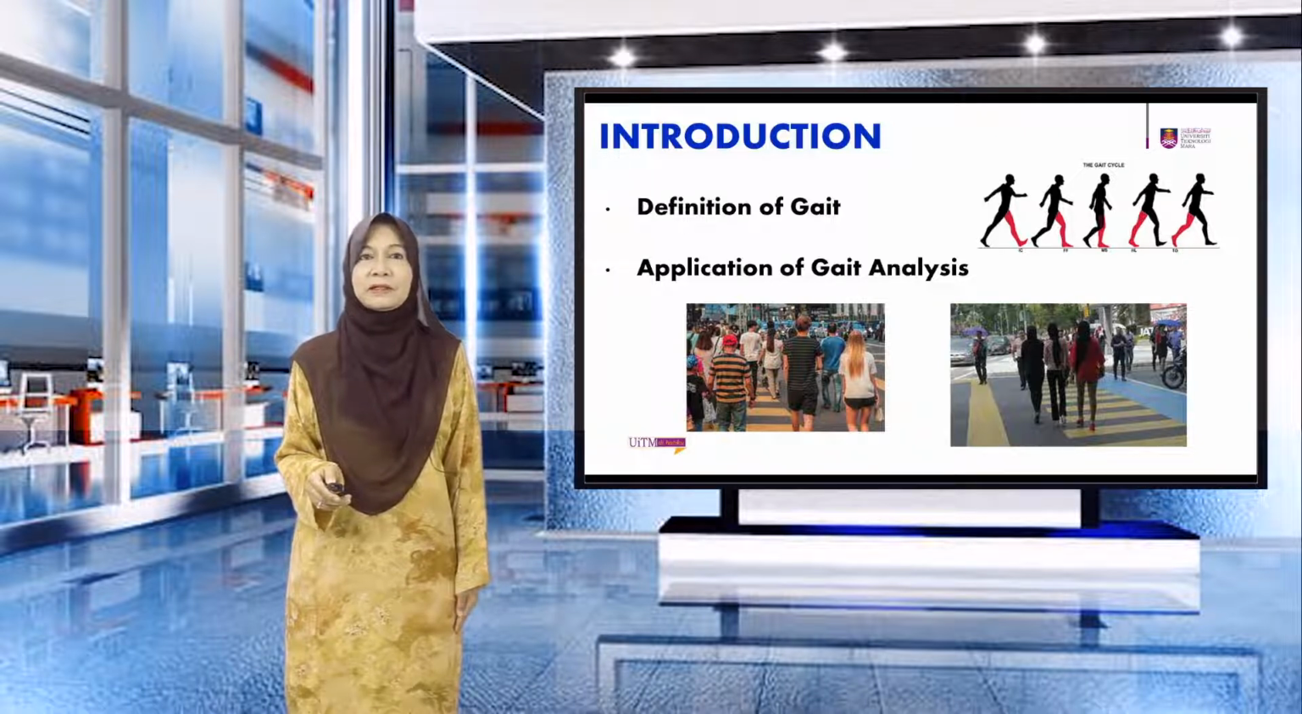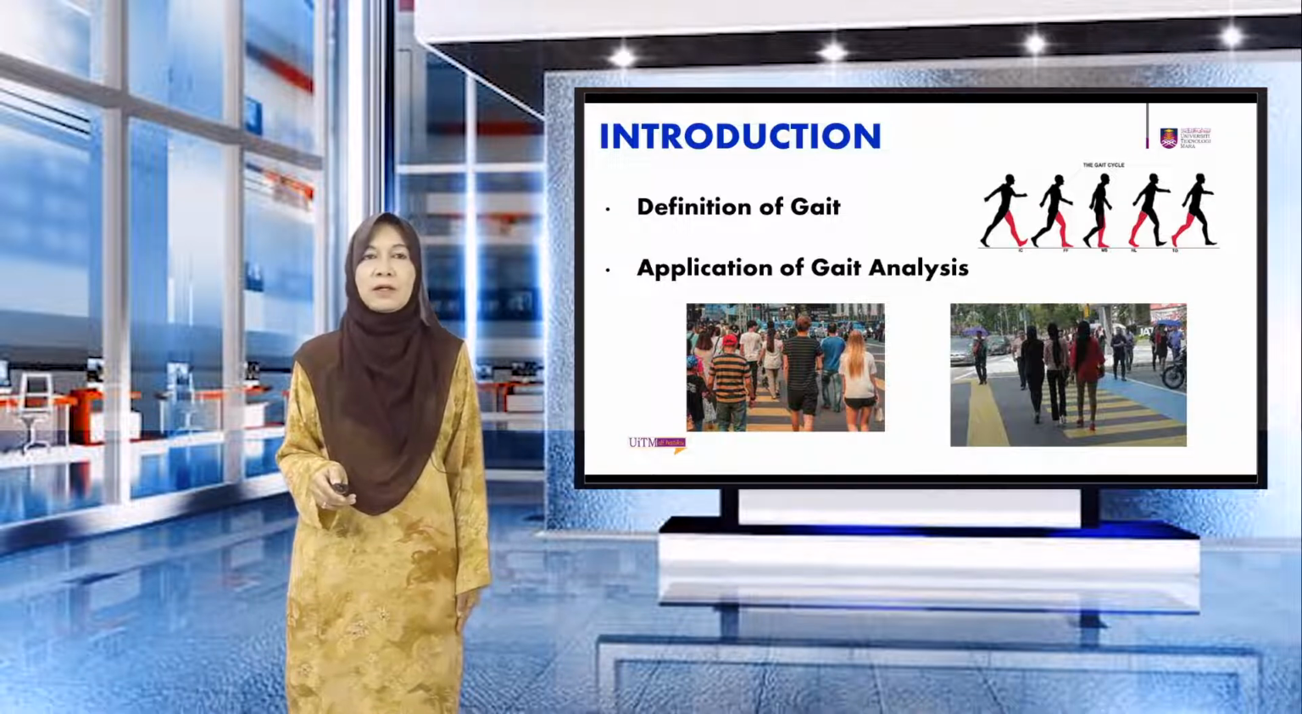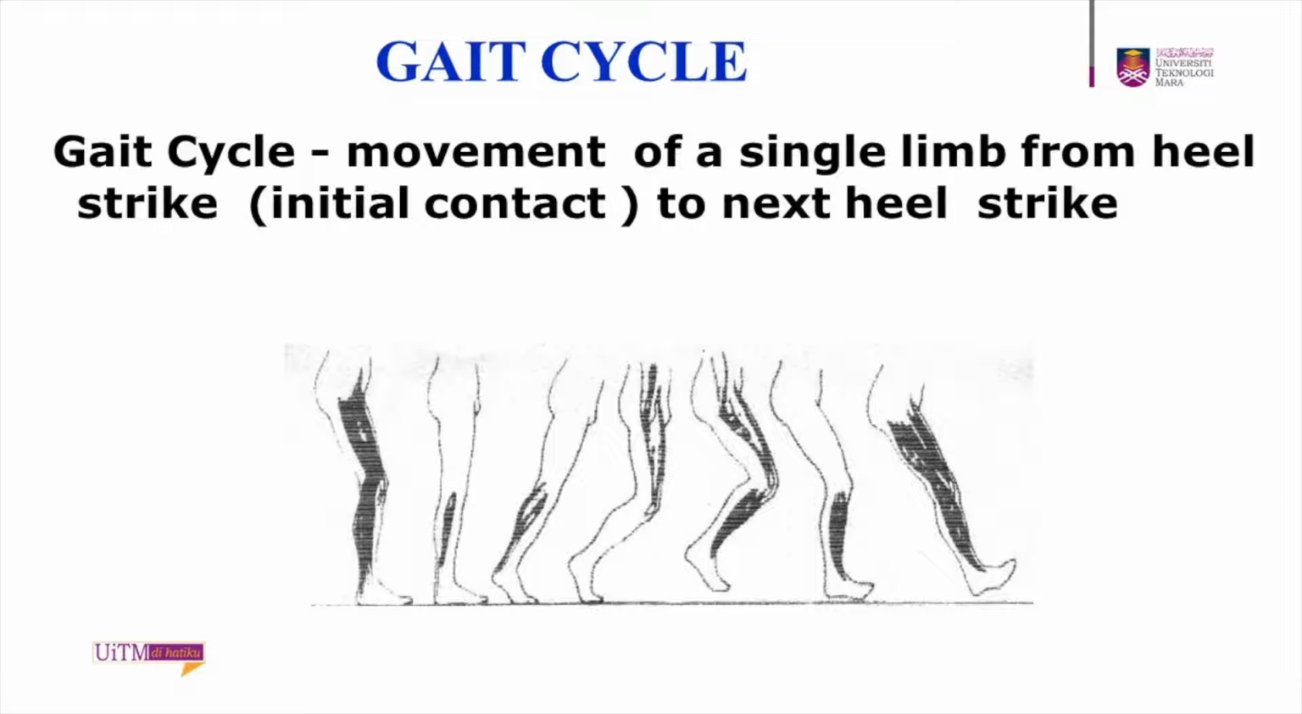Gait is the medical term used to describe human locomotion, or the way that we walk. Therefore, it is a locomotion achieved through the movement of limbs. Different gait patterns are characterized by differences in limb movement patterns. Hence, every individual has a unique gait pattern, while there are some features in a person's gait that are common for everyone. So let's see what a gait cycle is all about. One gait cycle is defined as the movement of a single limb from heel strike, which is the initial contact, to the next heel strike.